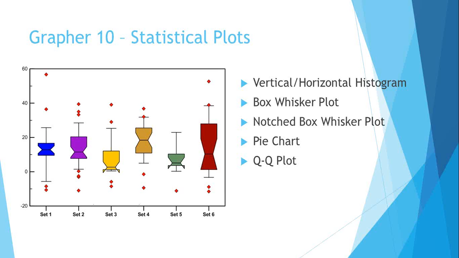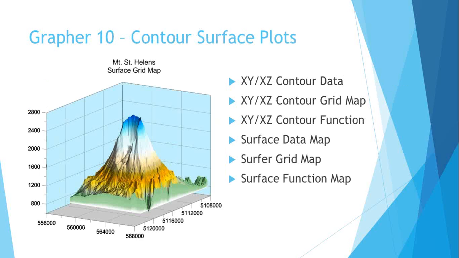The statistical plots in Grapher include histograms, whisker plots, pie charts, and QQ plots. Both histogram and pie charts can be displayed in 2D or 3D. Like most plots, these can be combined with another graph type to display an area of importance. Similar to Surfer, Grapher has the ability to create a contour and a surface map. These maps can be created from a data file or a grid file. The data in Grapher is gridded using an inverse distance algorithm.